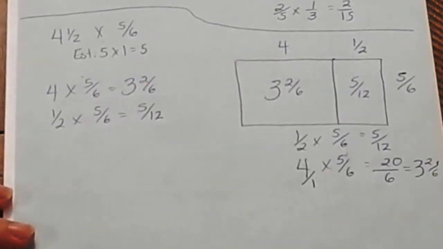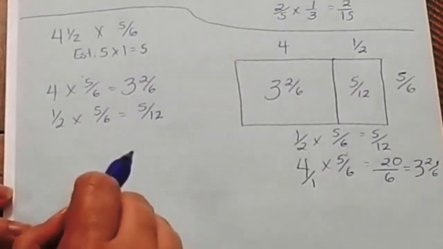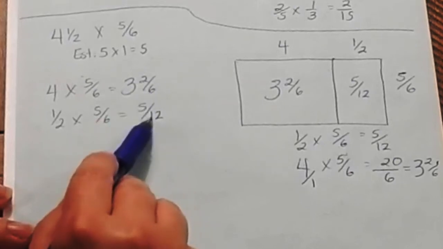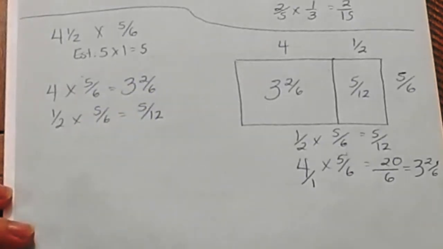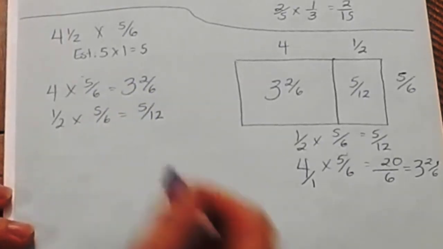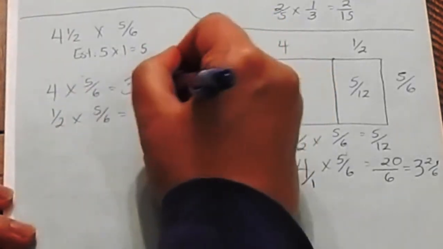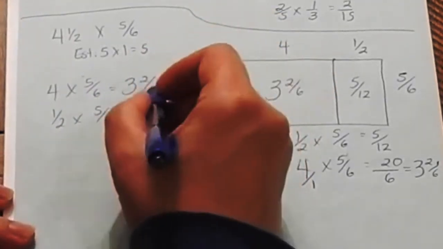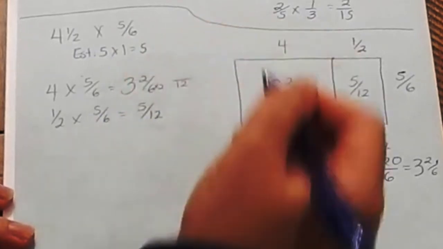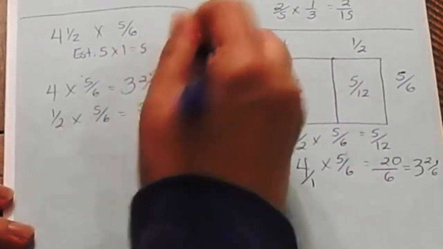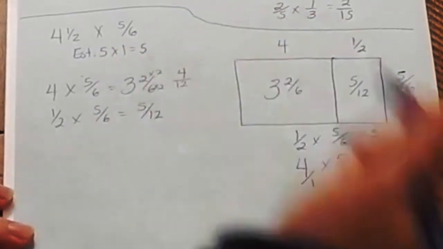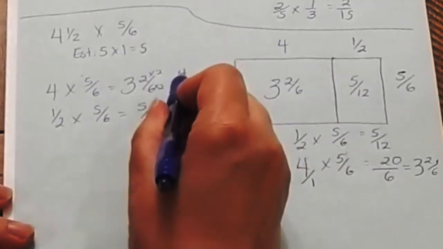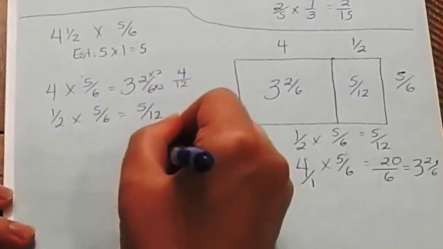Now I just have to add up my partial products. And I can't right away because I have a 12 and I have a 6, so I have to turn them both into, well, I can turn a 6 into 12, so I might as well just do that. 6 times 2 equals 12. So what I do at the bottom, I do the top. 2 times 2 is 4. So I'm just adding up my 4/12 plus 5/12, I get 9/12.